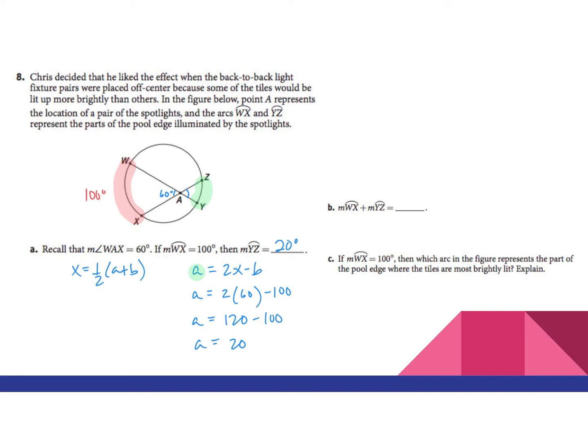Looking at part B, it's now asking us to add together the measures of arc WX and YZ. So think about what we just found. We just found YZ was 20 degrees.